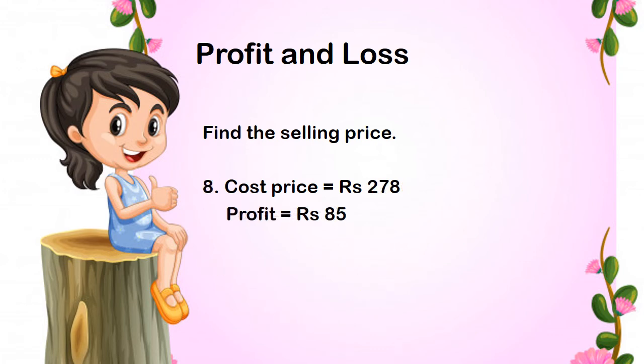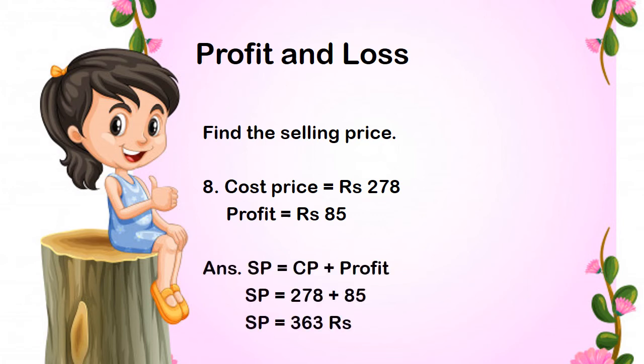Cost price is equal to 278 rupees. Profit is 85 rupees. Find the selling price. Answer: selling price is equal to cost price plus profit, which is equal to 278 plus 85 rupees equal to 363 rupees is the selling price.